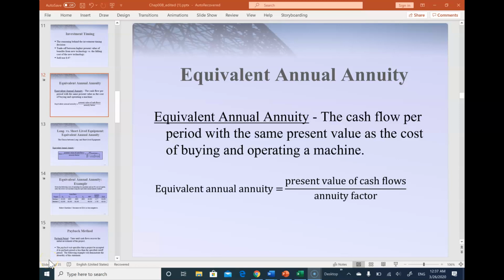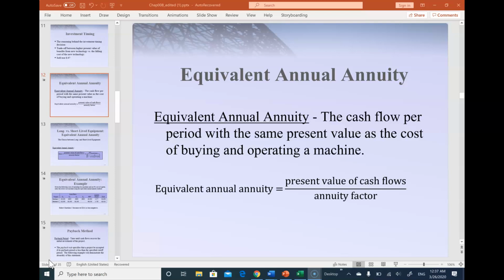In this video, we will talk about a new concept, new investment criteria called EAA, Equivalent Annual Annuity. And we will talk about under what conditions this is useful and why. The definition of EAA is pretty simple.